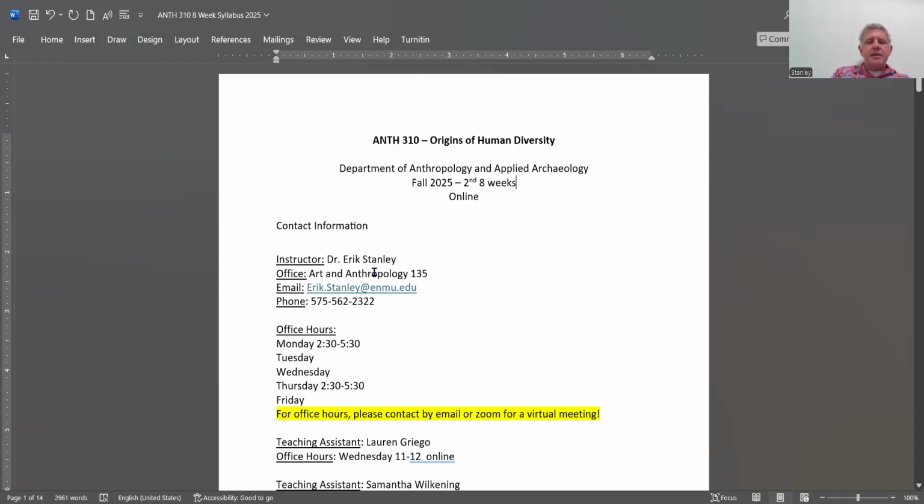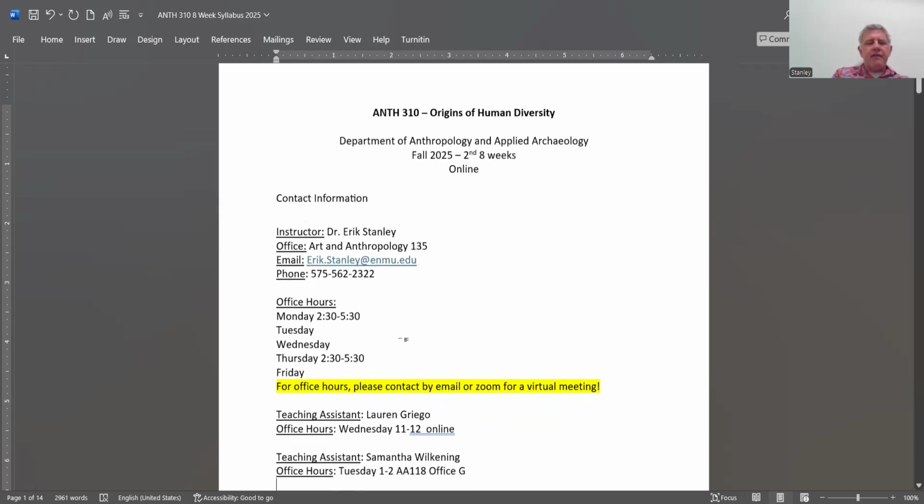My office is typically found in Anthropology 135, and my phone number is 2322. But I will be off campus this semester. My phone will still be available at 2322. But you can also contact me by email, and we can set up an office hour virtually, either over Zoom or Teams, on Mondays and Thursdays between 2:30 and 5:30.